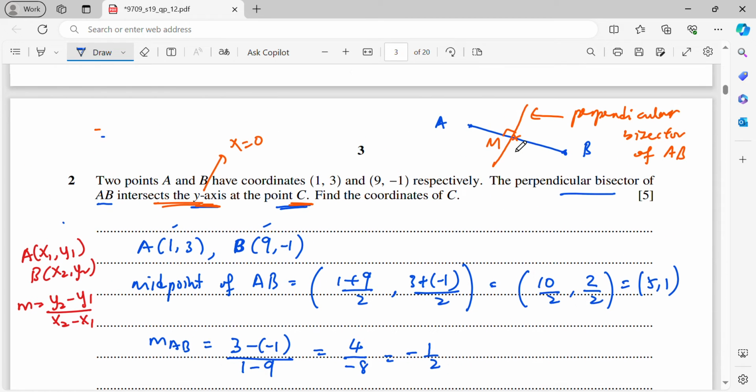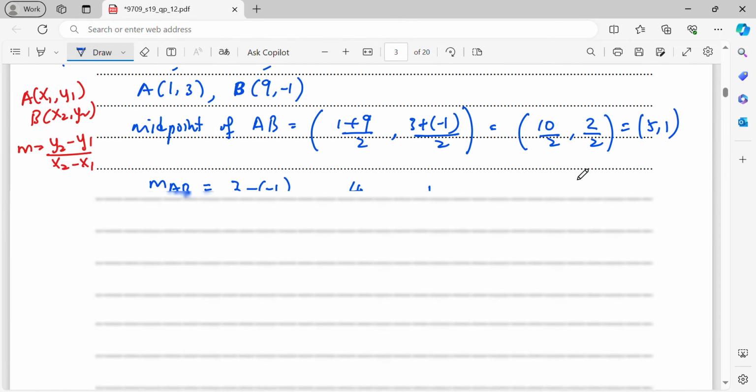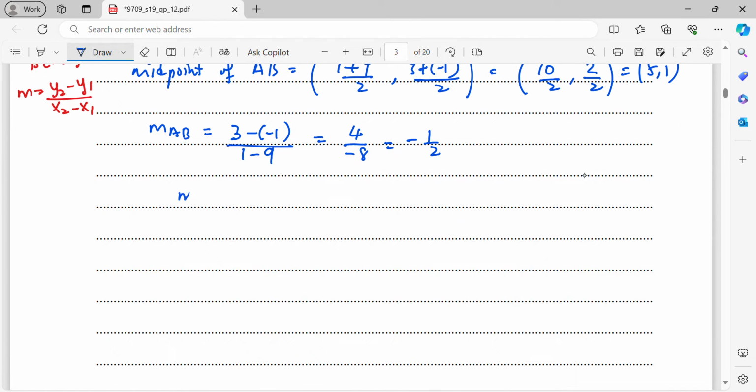And now, when you refer to the diagram, we are finding the orange line, which is perpendicular to AB, which means now m prime times m_AB is minus 1. Therefore, my m prime is negative 1 over m_AB. That is negative 1 over negative half, and hence, you are getting 2. So now, the perpendicular bisector.